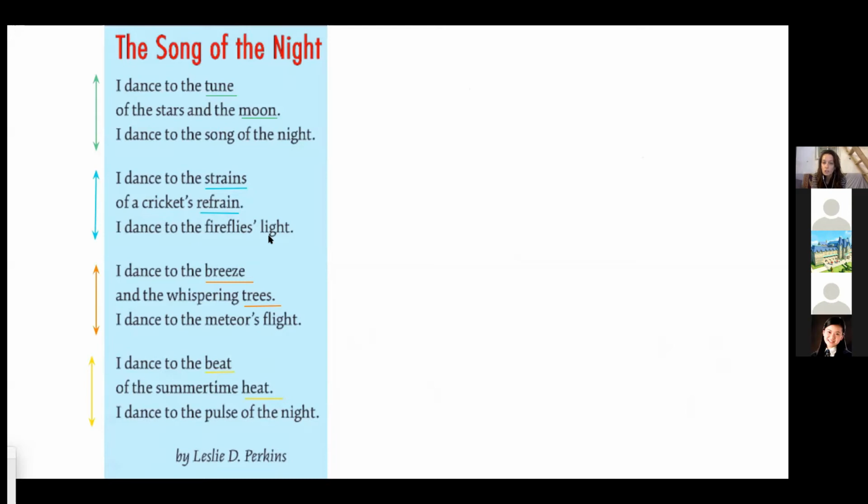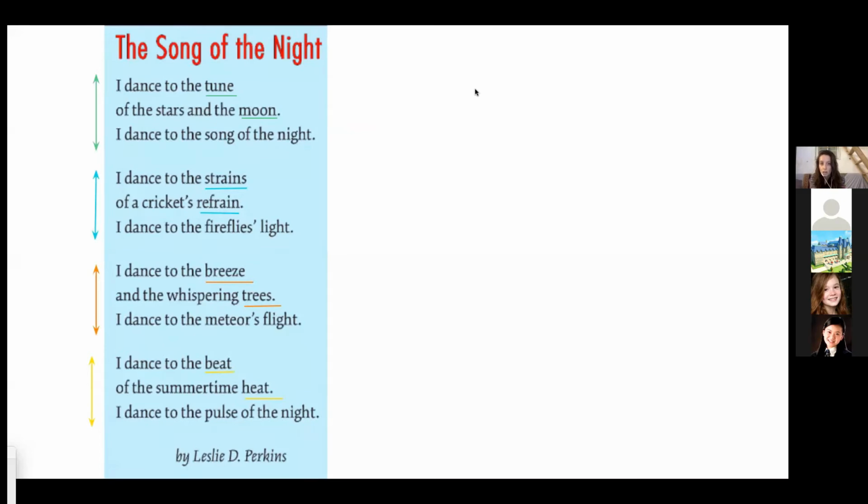The first two lines rhyme for every verse. So that is the structure or organization. What about the third line in each verse? What can we say about the third line in each verse? What do you notice about the third line in each verse?